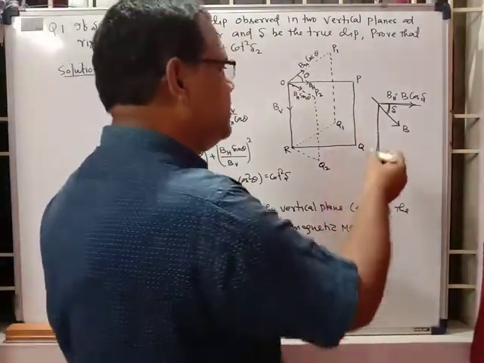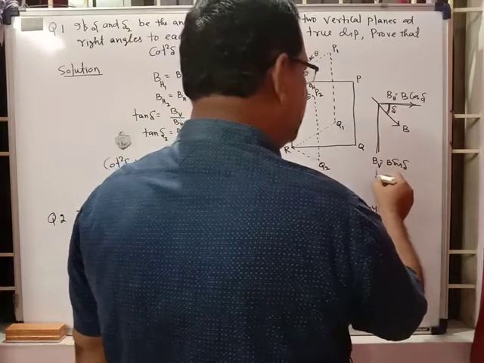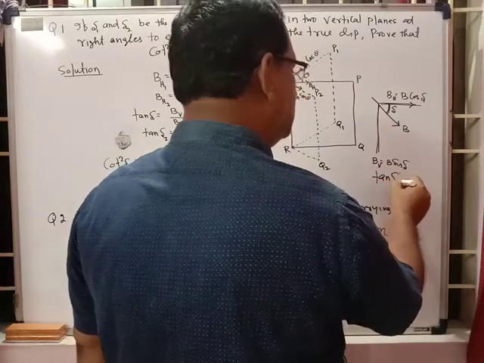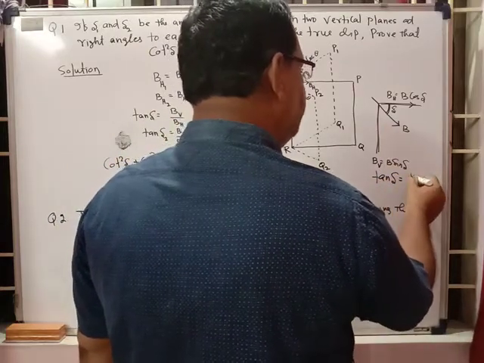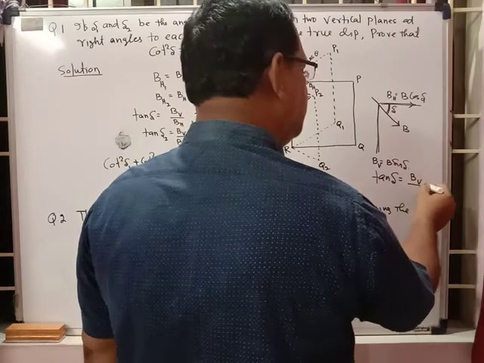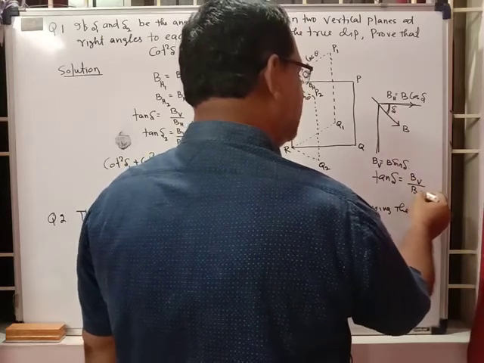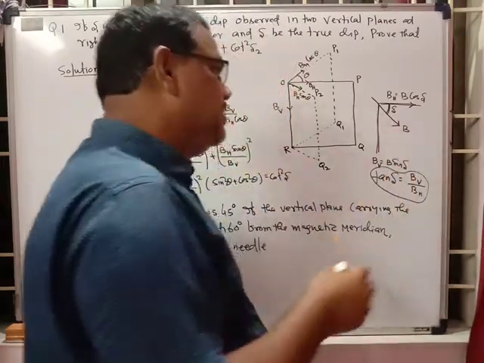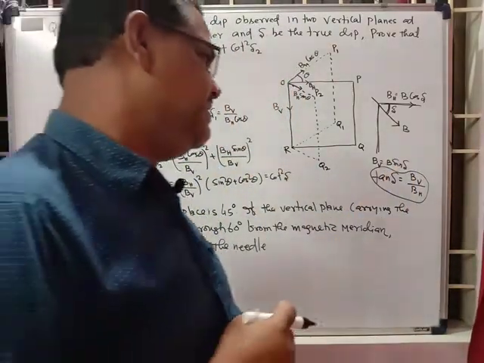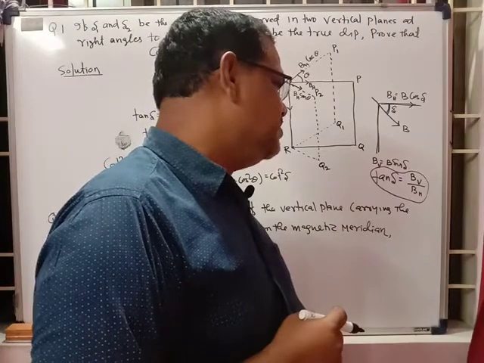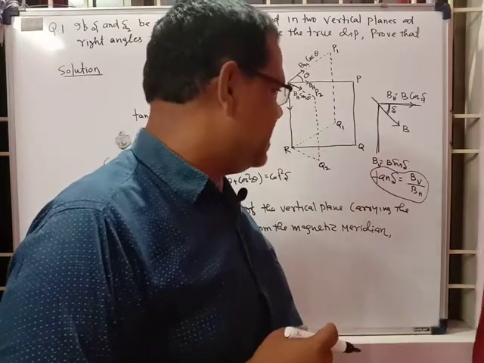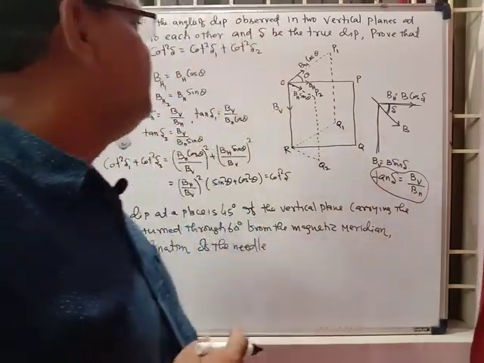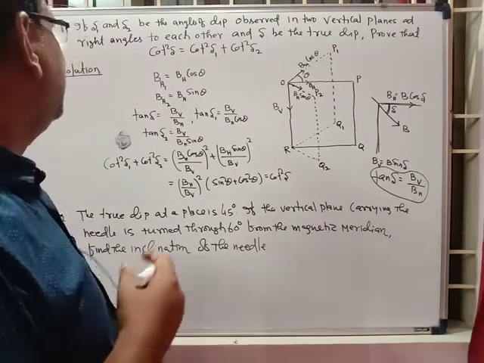One thing I will tell you: tan delta, tan dip, is equal to BV, the vertical component, upon BH, the horizontal component. You know this formula, and we always use it whenever we calculate the magnetic field strength due to the Earth's magnetic field at any point on the surface of the earth. So here is what the question says.